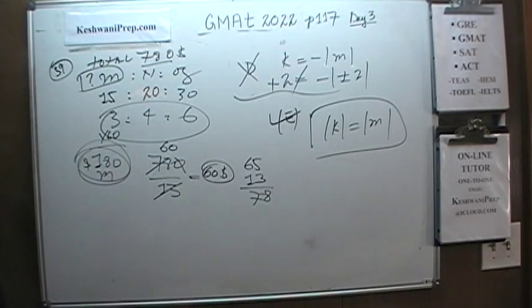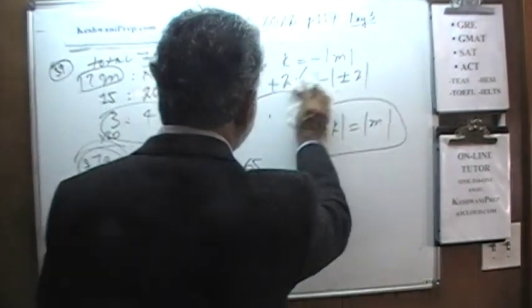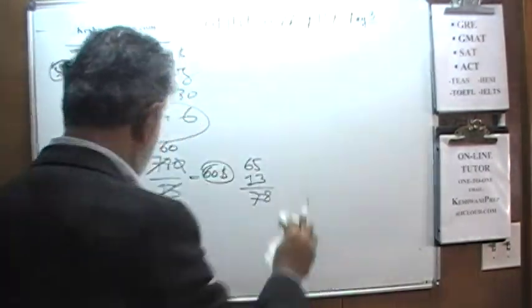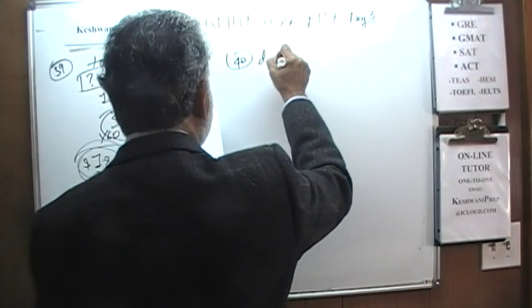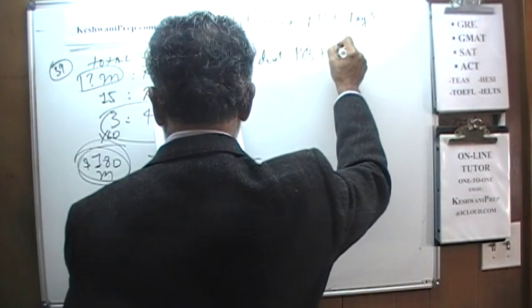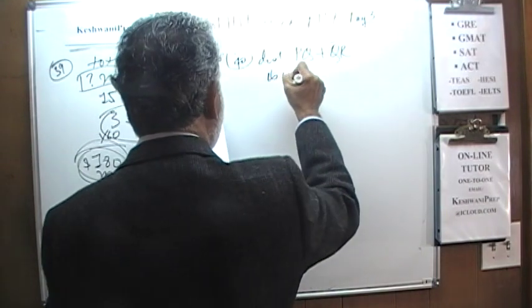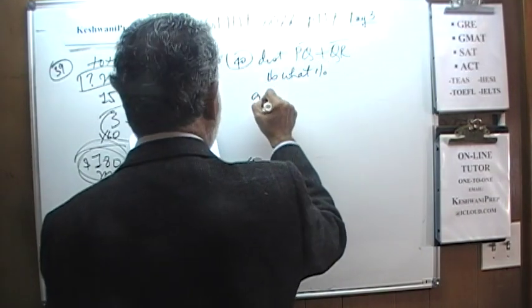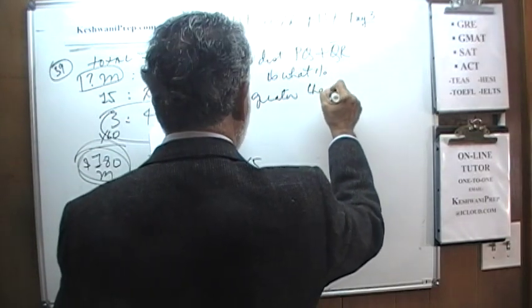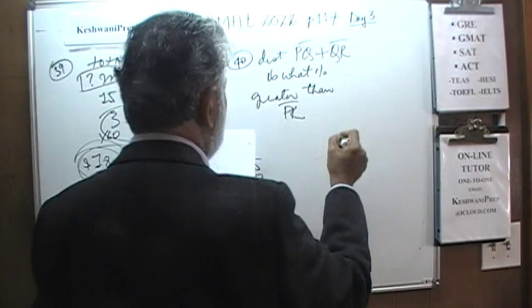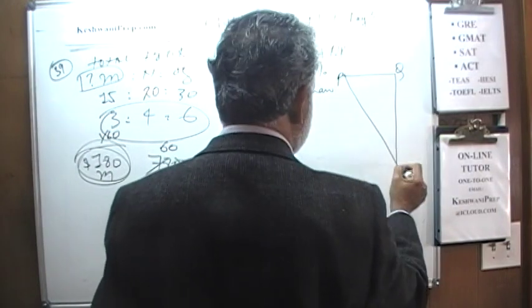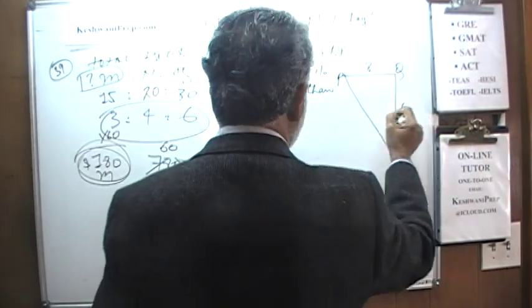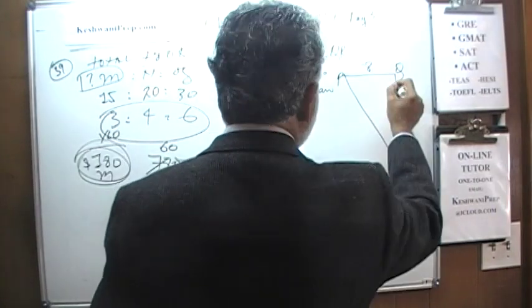Number 40. In 40, we are told the distance from P to Q plus Q to R is what percent greater than the distance P to R? And the triangle looks something like this. P, Q, R. We are told that this is 8, this is 6, and this is a right angle triangle.